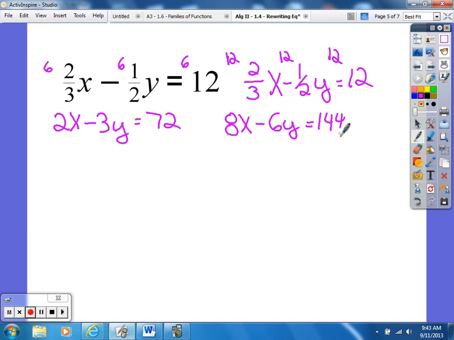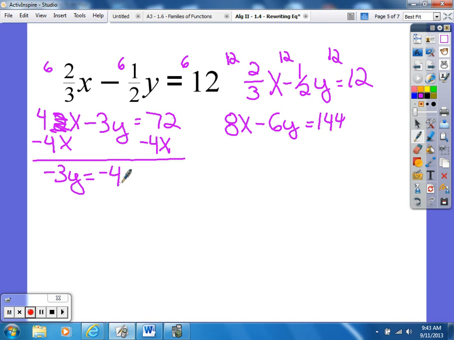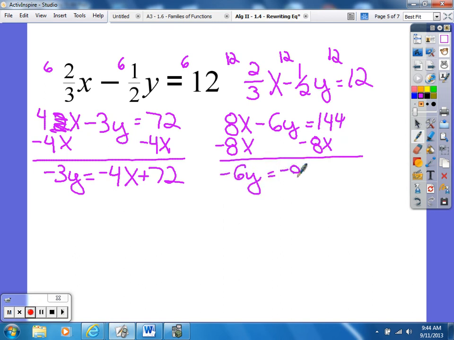Oh, thank you. Thank you. All right, so we're solving these for y. I'm going to subtract 4x from both sides. Thank you for fixing me. And over here, instead of subtracting 4x, I'm going to subtract 8x. So I get negative 6y equals negative 8x plus 144.